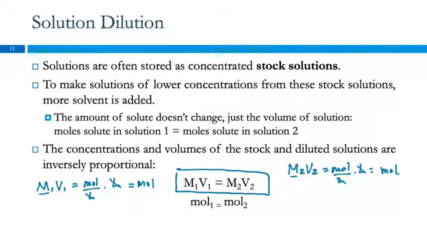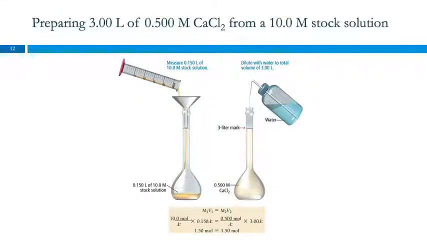If that seems like voodoo or something, you can use the equation successfully without really grasping that. So don't worry about it. So this is how you might dilute a solution. And here we're not specifically doing the calculation, but we're just looking at how the calculation works. So we're making 3 liters of 0.5 molar solution from a 10 molar stock solution. So here we're measuring out 0.15 liters of 10 molar stock solution.